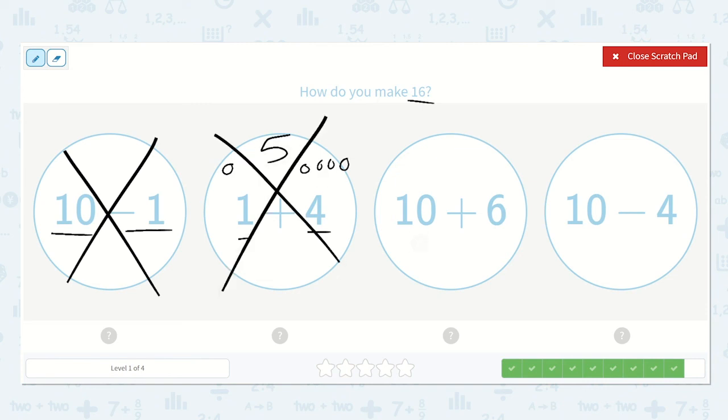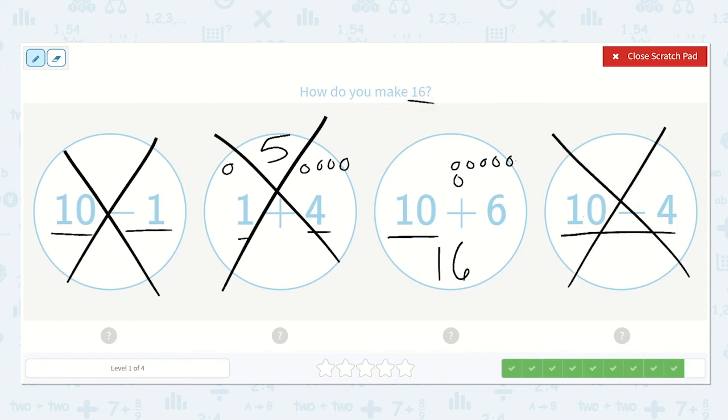Here we have 10 plus 6. Ooh, if I start with 10 and I just count on 6 more, 1, 2, 3, 4, 5, 6, let's try that. 10, 11, 12, 13, 14, 15, 16. Hey, that's the number we're looking for. Let's check this one just to make sure. 10 minus 4. Well, if we have 10 and it's already less than 16, and then we take more away from it, our answer is definitely not going to be 16. So our answer is 10 plus 6.